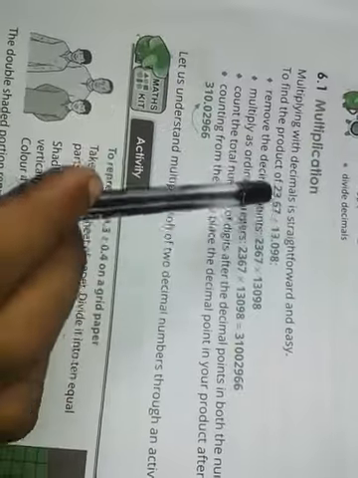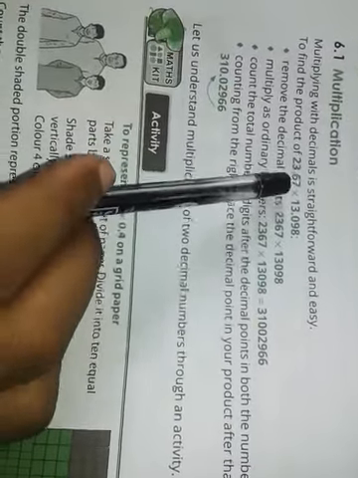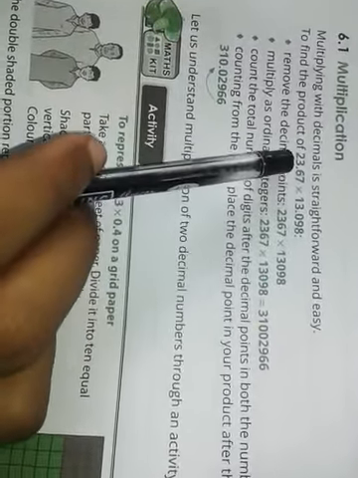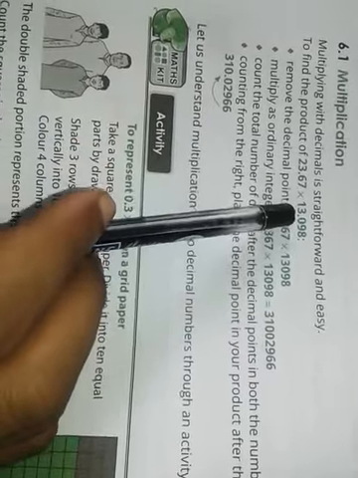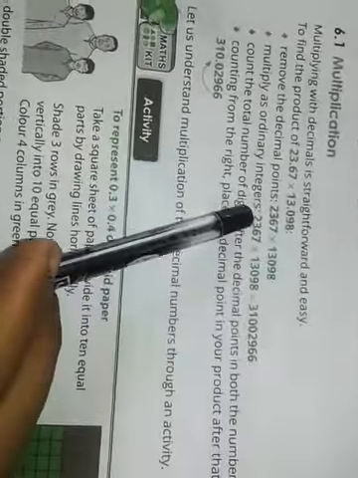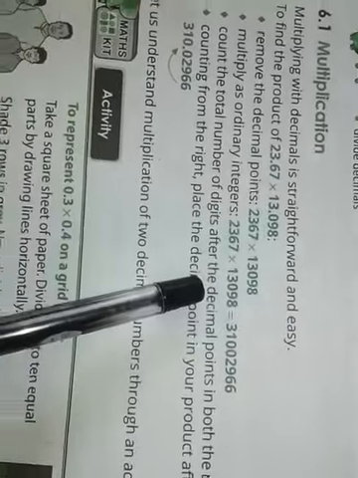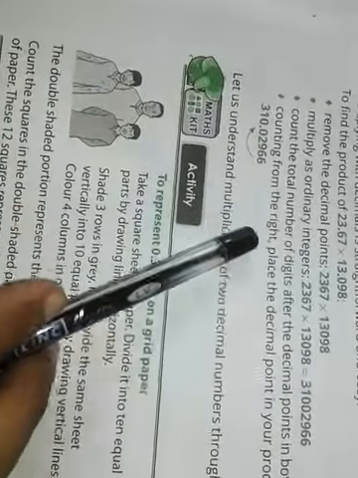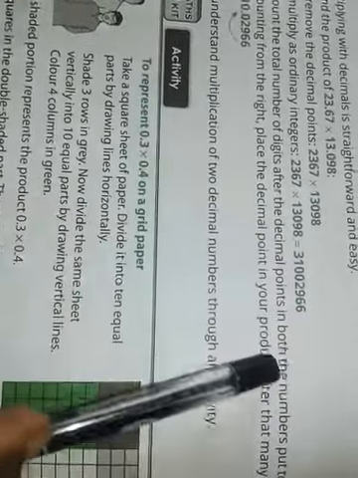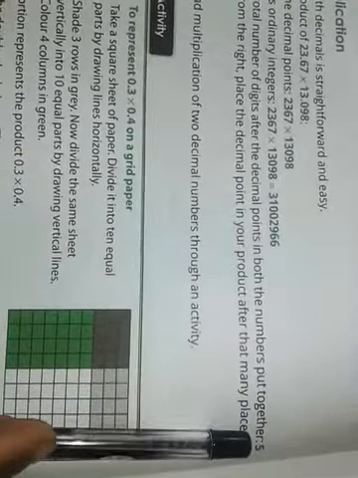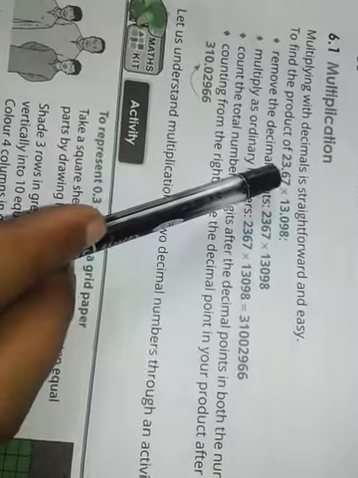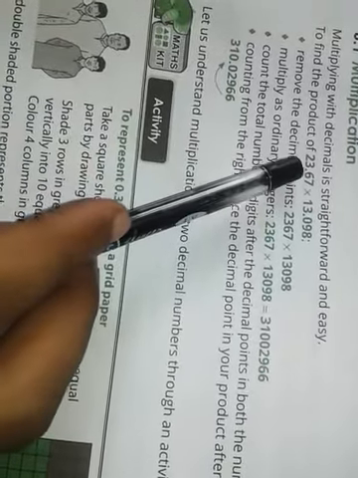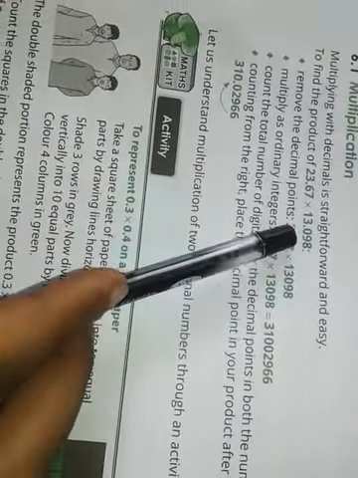It's written: find the product of 23.67 and 13.098. First of all, we have to multiply without any decimal point. Then we write the product. After that, we count the total number of digits after the decimal point in both the numbers put together. So we have to count all the digits which are after the decimal. Here 2 and here 3, that is 5.